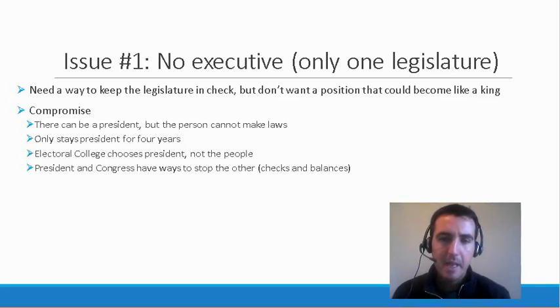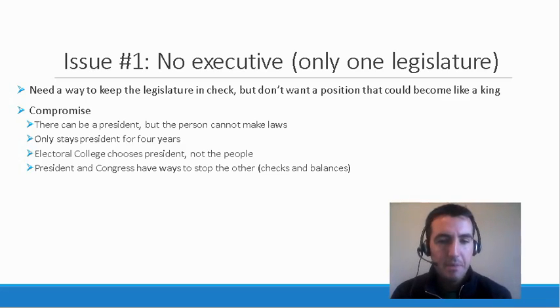People realize that having just one group making laws might not be a good thing, because it might get too powerful. But people are still very afraid of putting somebody in a very powerful position because of all their experiences with the King of Britain. So what do they do? Compromise is this.